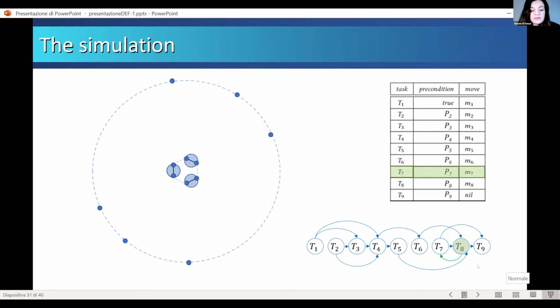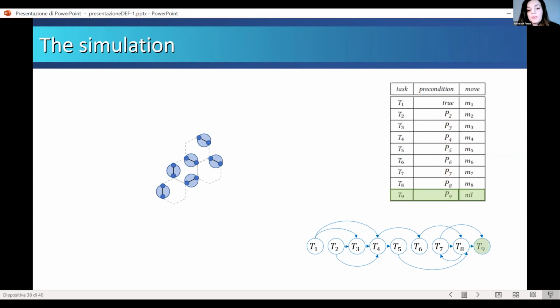Then more molecules are formed on the circle and move toward their target until they are all correctly positioned according to the matter. When the matter is formed and all robots are correctly positioned, the robots recognize that the matter is formed and no more moves are required. And here we see that in task T9, the system is in its final stage and no more moves are required.